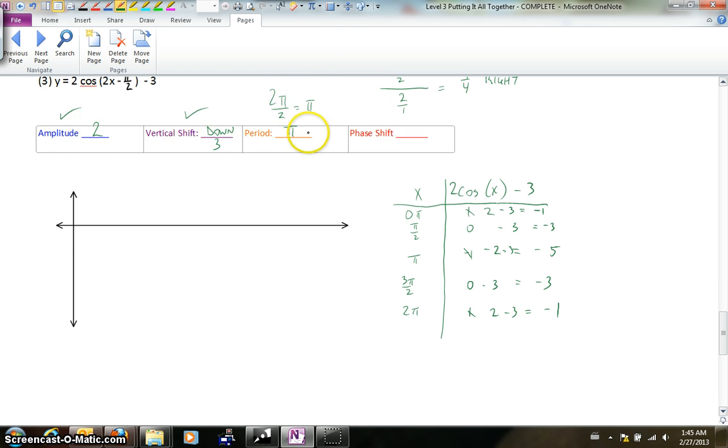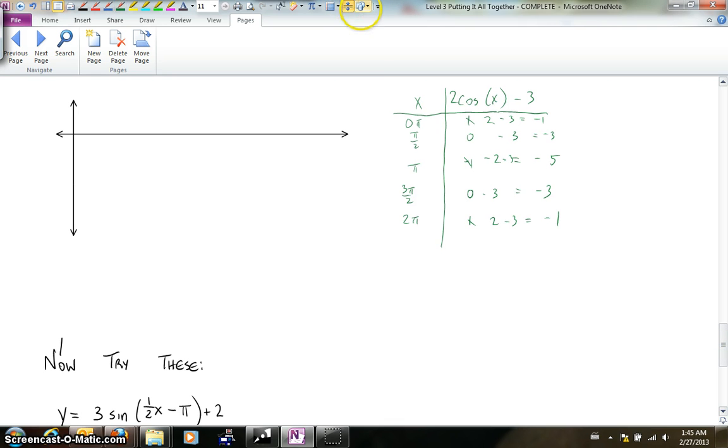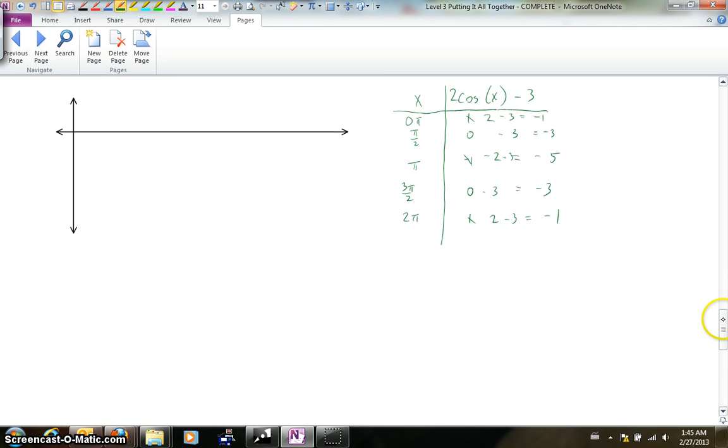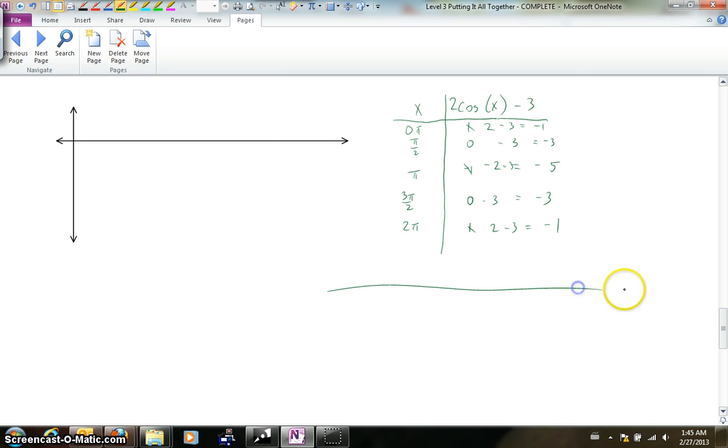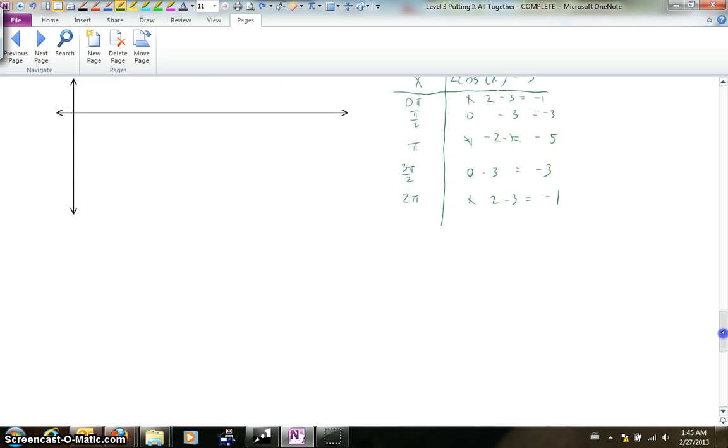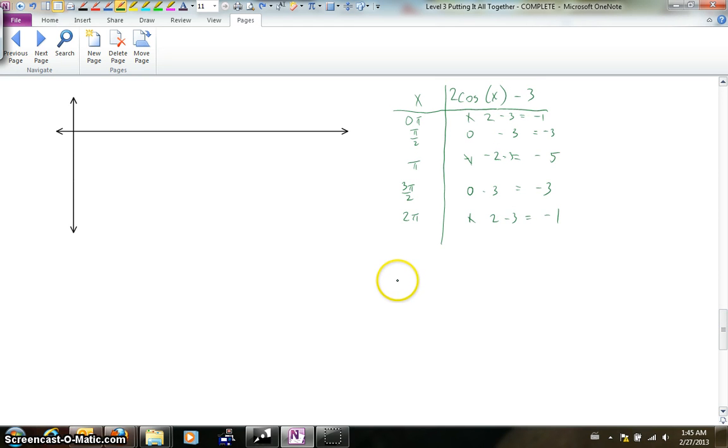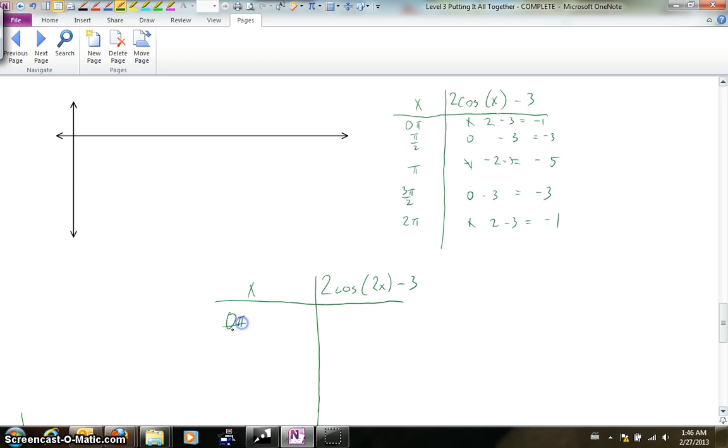Now our period is supposed to be pi, which means that came from having a b of 2. Remember, our b is equal to 2, and so we've got to divide all of our x-coordinates by b now. So that's our next step. I'm going to push everything else down. Go ahead and take all of our x's and divide by b. So we'll divide 0 by 2, still 0 for our x, and our y is still negative 1. We'll divide pi over 2 by 2, and we get pi over 4, and a y of negative 3.